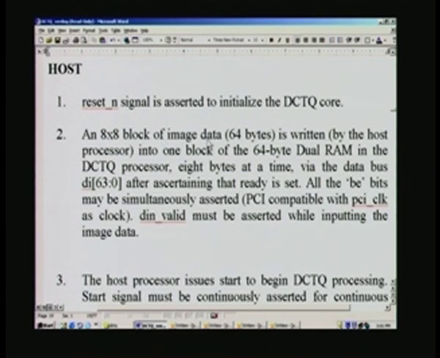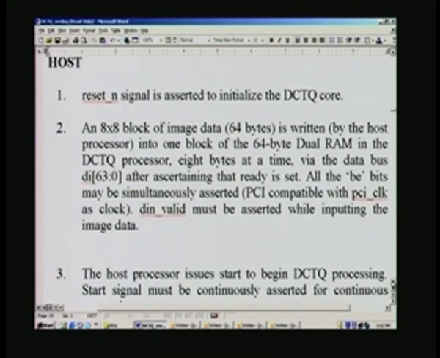So an 8 by 8 block of image data, 64 bytes, is written by the host processor into one block of the 64 byte dual RAM in the DCT processor, 8 bytes at a time via the data bus DI. After ascertaining that ready is set, all the BE bits may be simultaneously asserted, PCI compatible with the PCI clock as input clock, and DI invalid must be asserted while inputting the image data. It is quite plain, does not need any explanation.